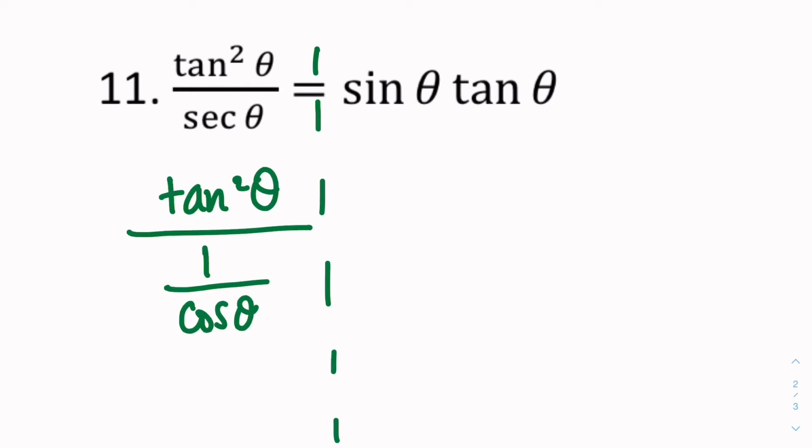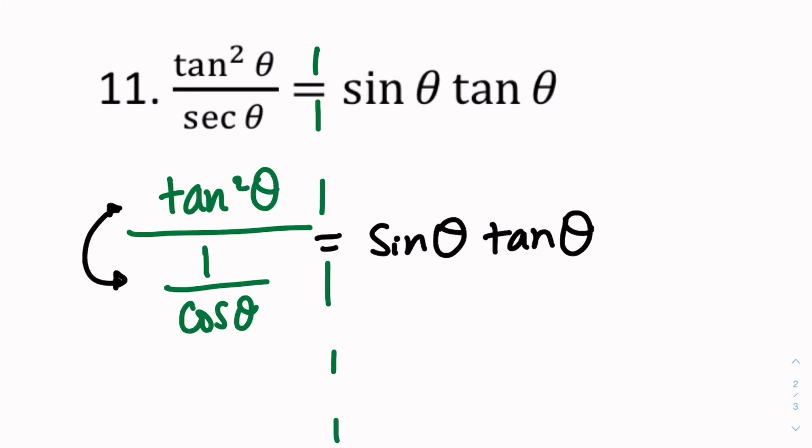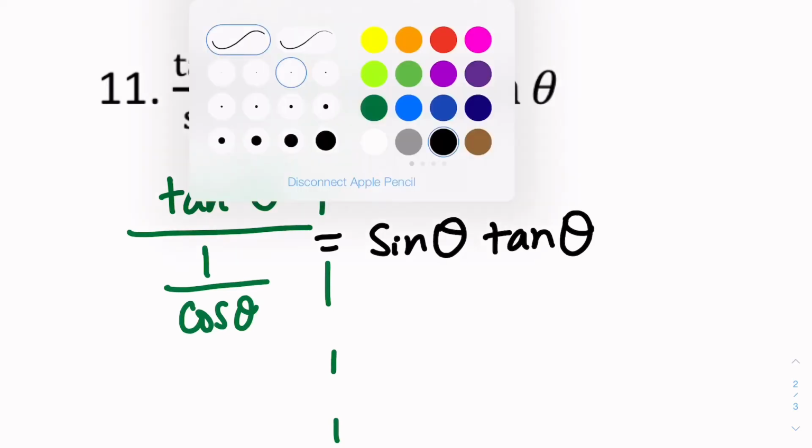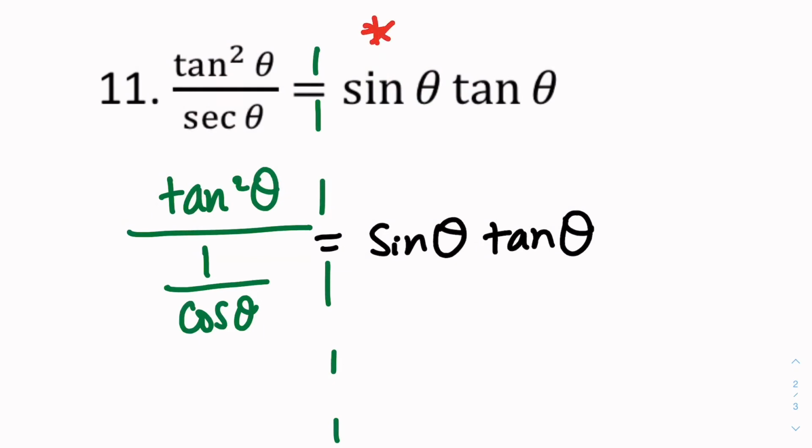Now, some of you are screaming at me right now. You're like, Ms. Nami, what are you doing? And I just want to show everyone what could happen if you don't make the right move right away. So notice nothing cancels. You don't have anything on top that's the same as anything on the bottom. And that's okay. If you get stuck like this, I want you always to go back to our winning strategy. Rewrite everything as sine and cosine.